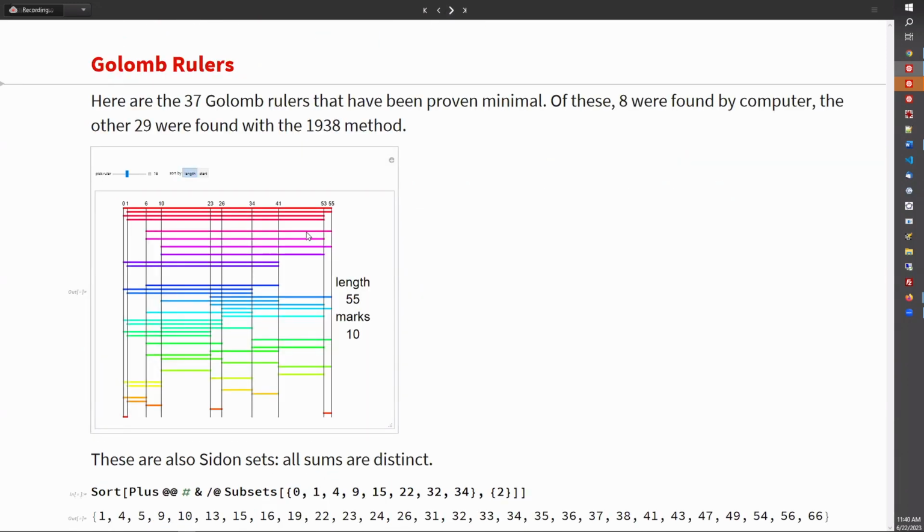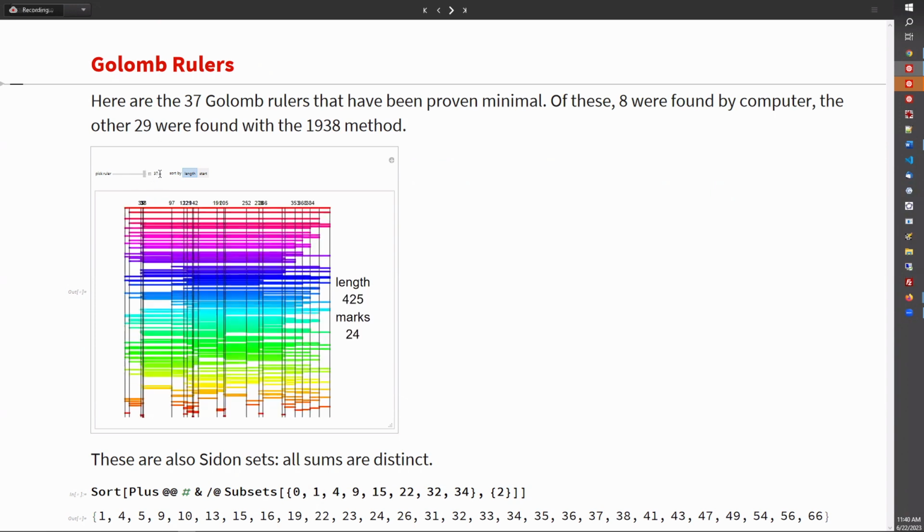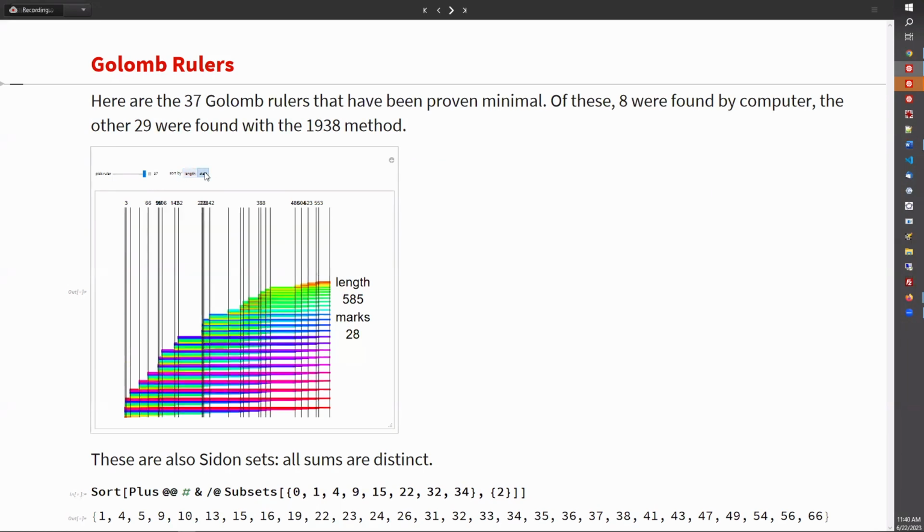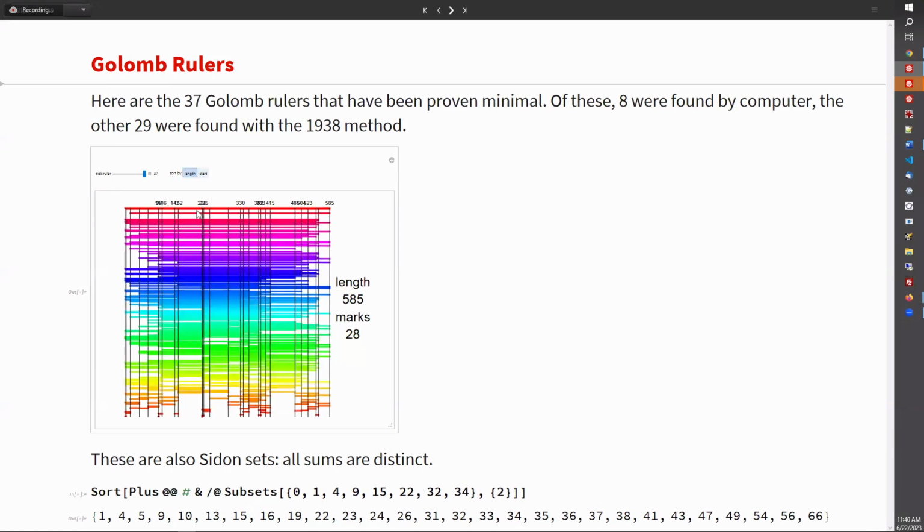Here are all the known Golomb rulers that have been proven. There are only 37 of them. Here's the last one, which was found last November. We can sort these in various ways. This is going to be a new demonstration sometime soon. It'll be called Golomb Rulers. Just watch the demonstration site.